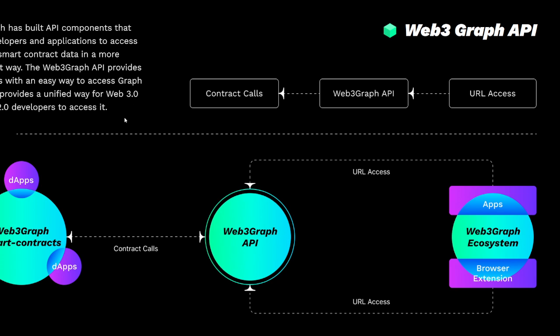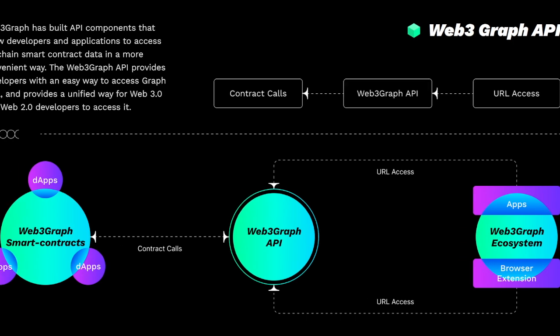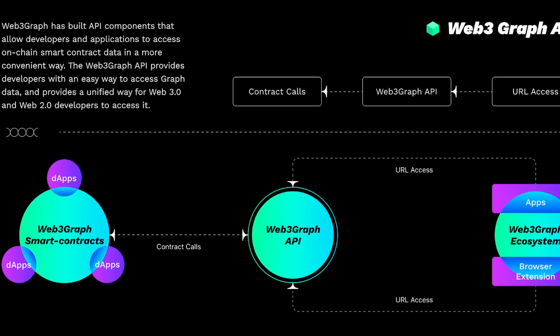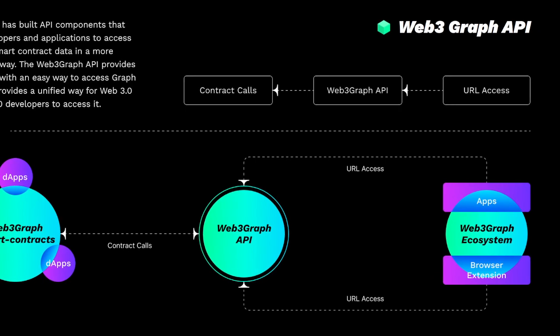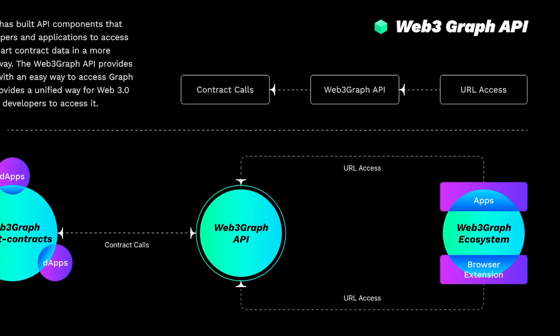So you can see here how it accurately represents what they do with the Web3 Graph itself. We can see the start with the Web3 Graph smart contracts with the apps all around it, contract calls, and we see the Web3 Graph API and the Web3 Graph ecosystem connecting there. So it's really, really cool how this all comes together.